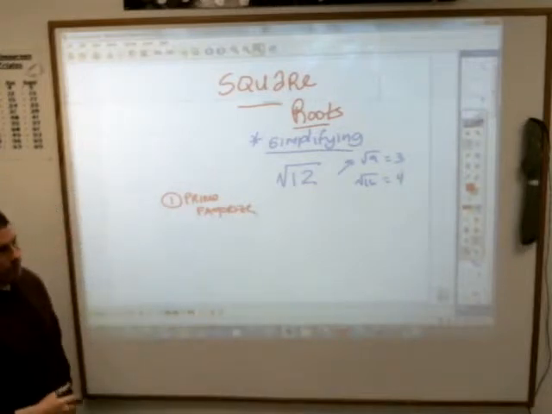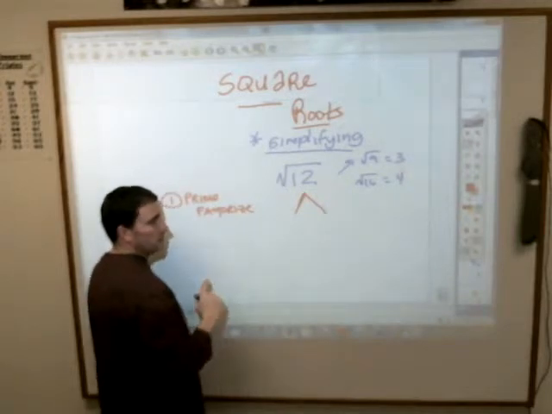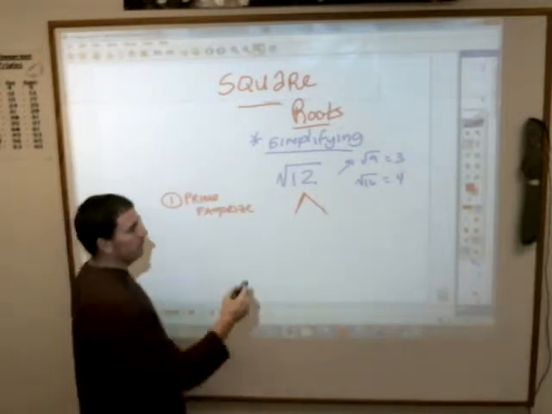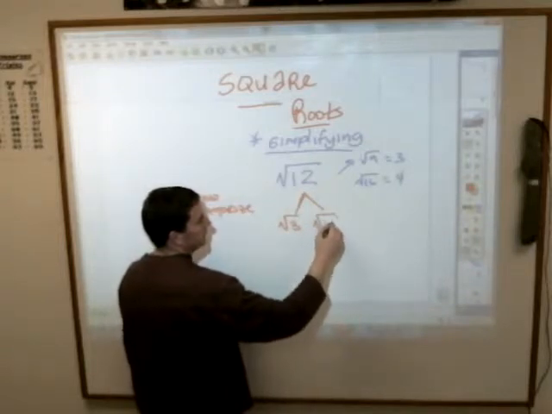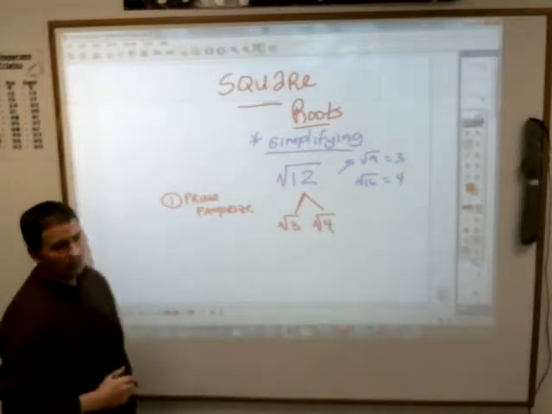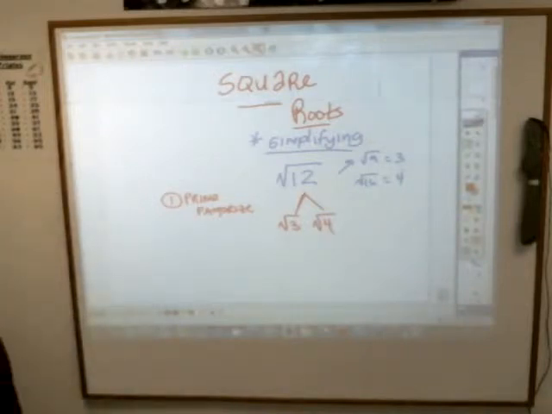Okay, so if I prime factorize the square root of 12, here's what you have to do. The square root of 12 is not 3 times 4, it is the square root of 3 times the square root of 4. People get lazy and they don't put the square root signs, and I'm going to tell you in the end it's going to cost you dearly. So make sure you do that.